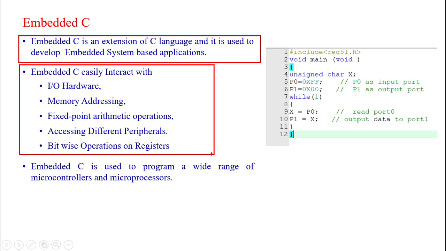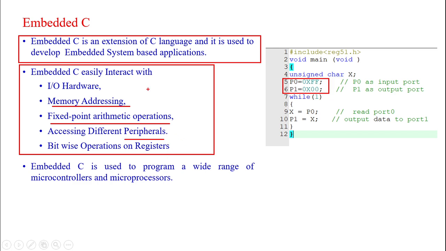Why is C chosen for embedded system applications? There are many reasons, you can see here. Embedded C easily interacts with input and output hardware. Currently what I have shown here, port 0 and port 1, both are hardware. Easily we can interact with the hardware, easily with memory addressing, easily operate fixed point arithmetic operations, easily interact with the peripherals, and easily operate bitwise operations on the registers of the hardware.